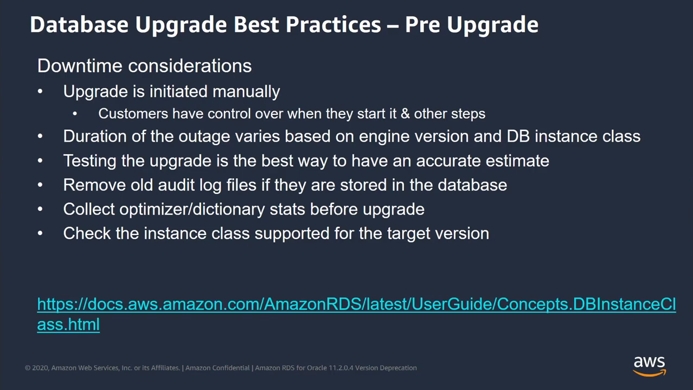Now, the next set of pre-upgrade best practices. Even though the upgrade is automated, it's a manually initiated process. This means that you have control on when to start it, typically after making sure the applications are down. The duration of the upgrade would vary. If all best practices are followed, typically it would take anywhere between 1 to 2 hours. However, testing this in an environment that is similar to your production is the best way to measure it.